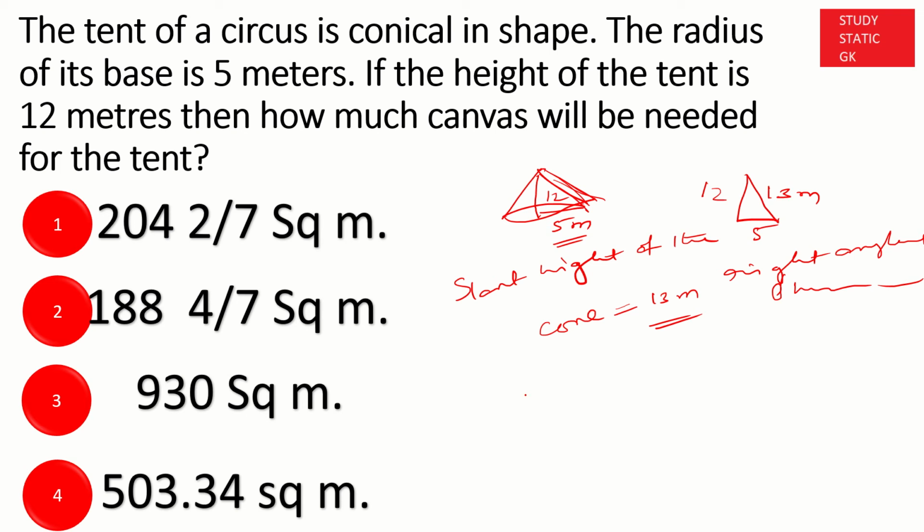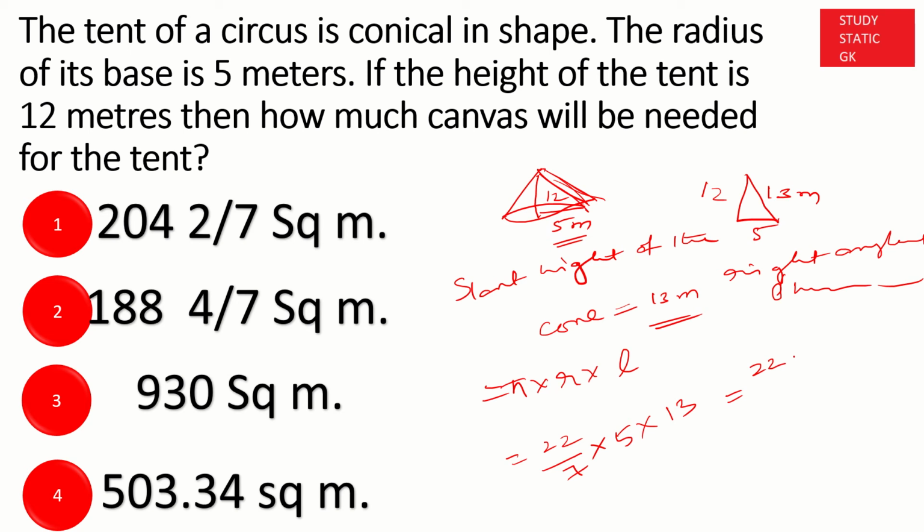Got it? So next thing. How much canvas will be needed for the tent? This means the entire lateral surface area of the cone is to be covered. Here the lateral surface of the cone is nothing but pi into r into slant height. So 22 by 7 into r, which is 5, and L, which is 13. Okay.